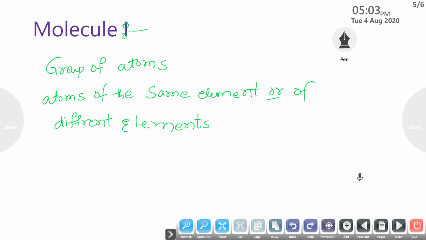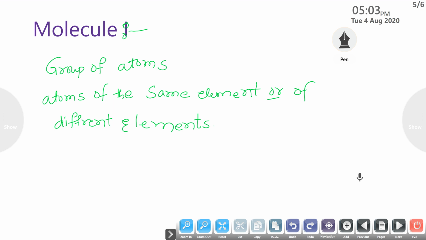Here a molecule means a group of atoms. That group of atoms may be made of a single element, the same element, or it may be a group of different elements. How is the molecule formed? A molecule is a group of two or more atoms that are chemically bonded together, that is, tightly held together by an attractive force. It may be a group of the same element or a group of different elements.